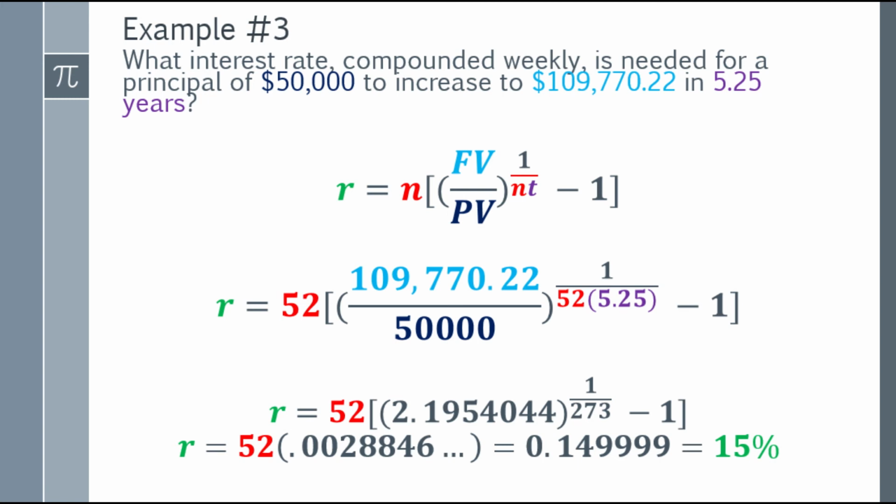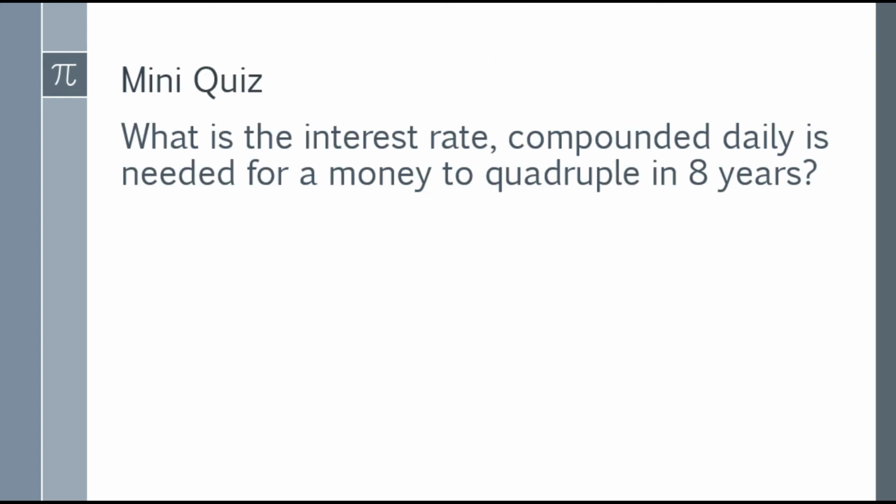So for the question, what interest rate compounded weekly is needed for a principal of $50,000 to increase to $109,770 and 22 cents in 5.25 years, the interest rate is 15%. Alright, so mini-quiz, it's your turn. What interest rate compounded daily is needed for money to quadruple in 8 years? So, if you deposit money and it becomes times 4, or quadruple, in 8 years, compounded daily, what is the bank's interest rate?